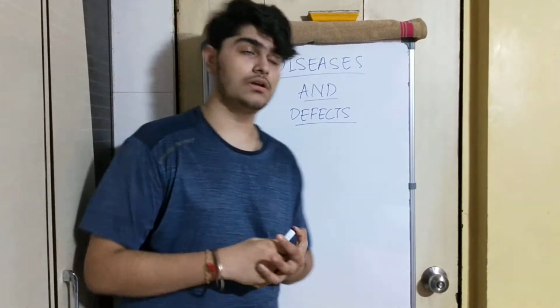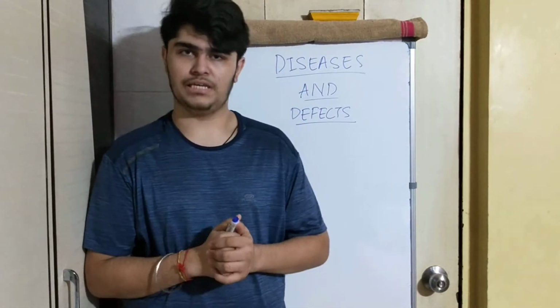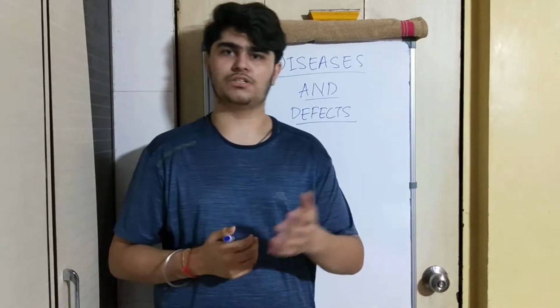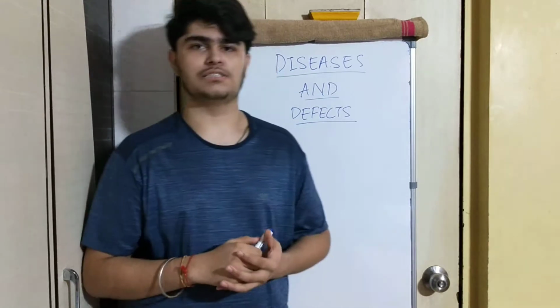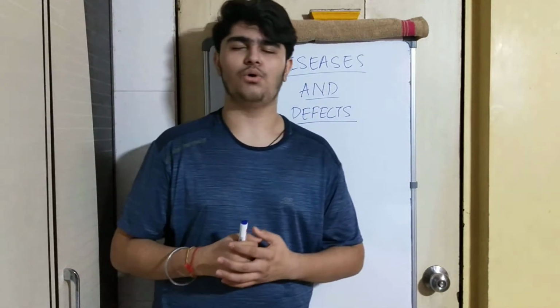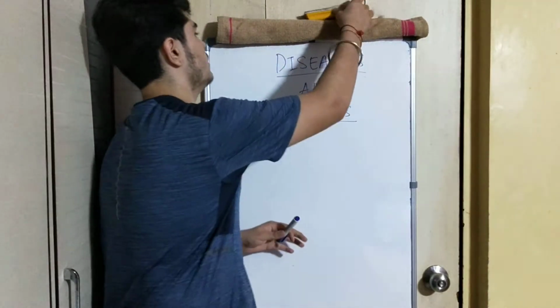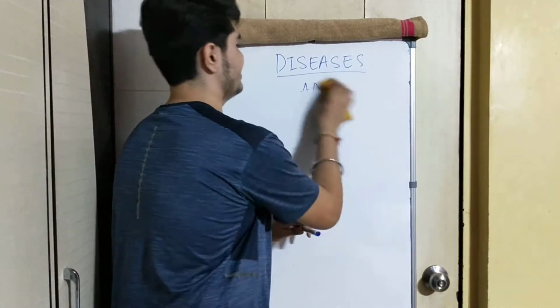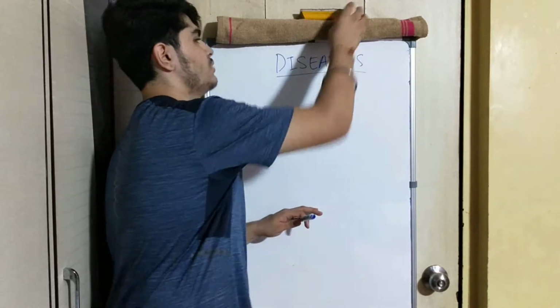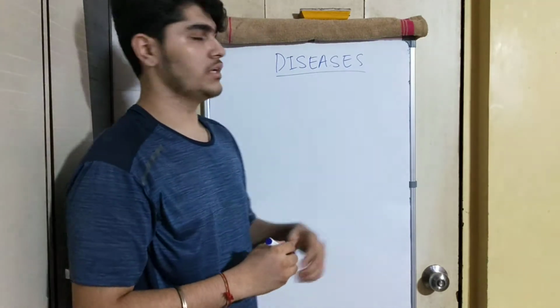Today we are going to learn a new topic, diseases and defects, which is a topic taken from PE biology, that is physical education biology, of the class 10th ICSE textbook, whose publication is Oswal Publications. So let's get started. In this chapter we will learn about two things, first is disease and second is defect. So let's get to the definition of disease.